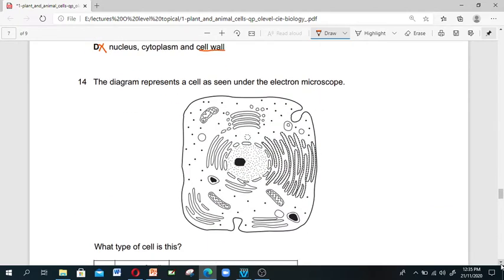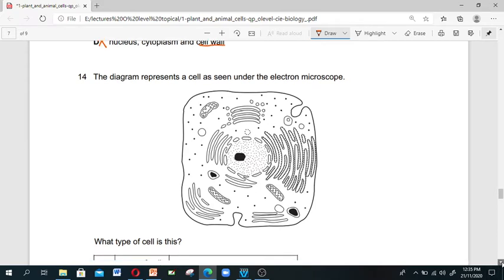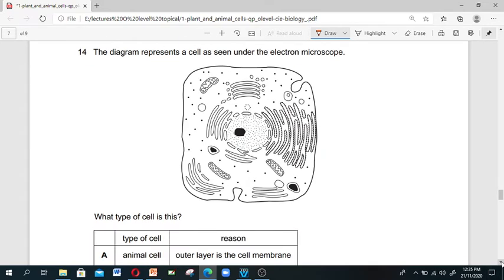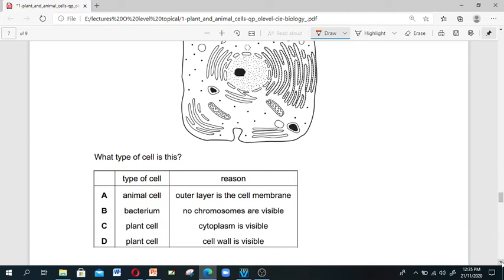The diagram represents a cell as seen under the microscope. What type of cell is this? The options are: animal cell, because the outer layer is the cell membrane; bacterium, because no chromosomes are visible; plant cell, because cytoplasm is visible; plant cell, because cell wall is visible.